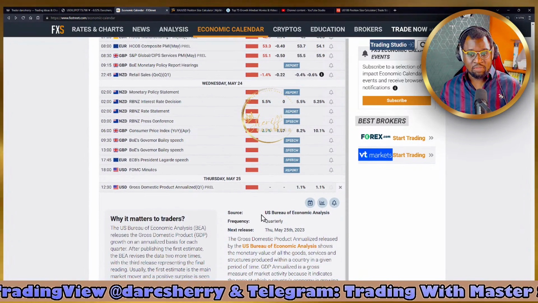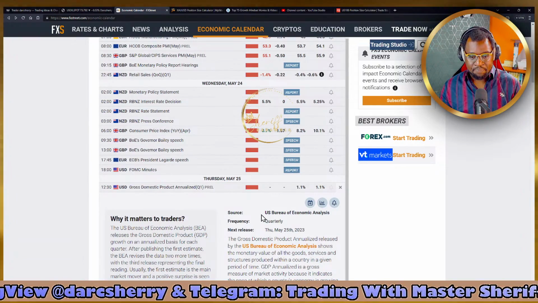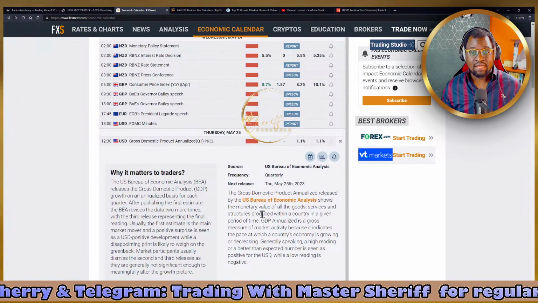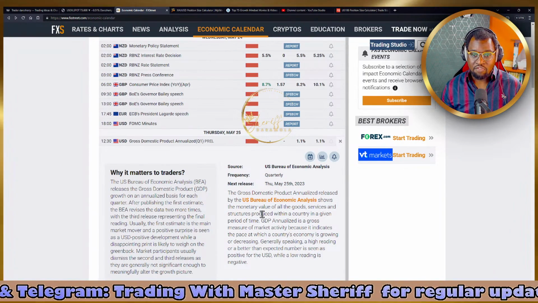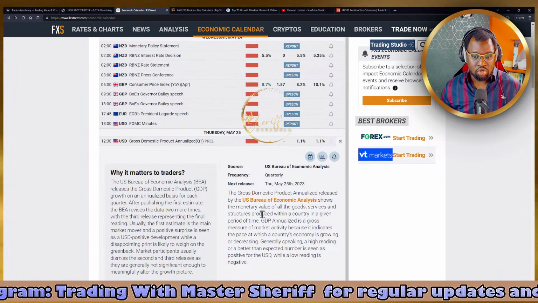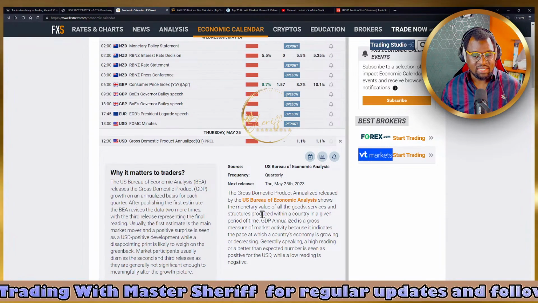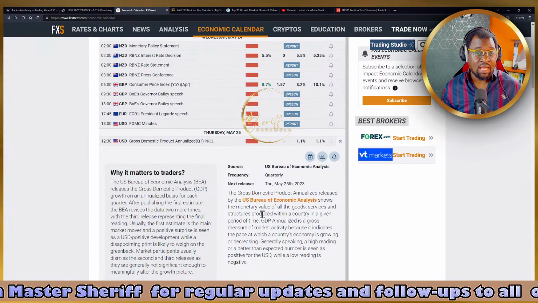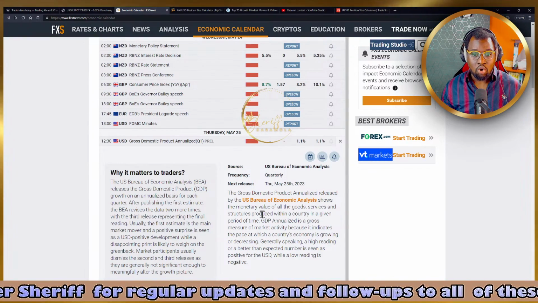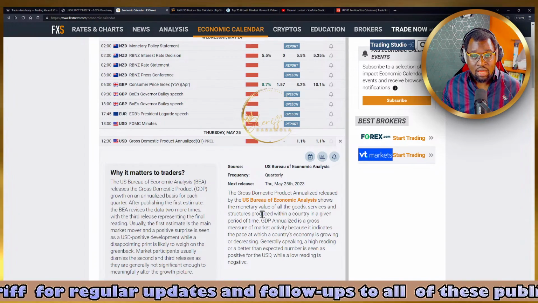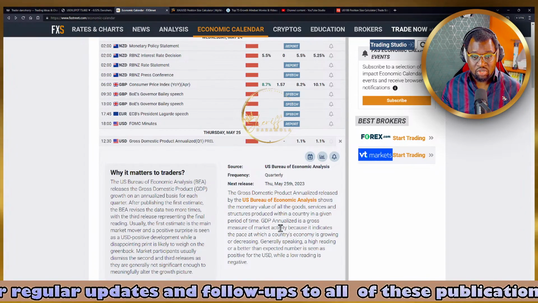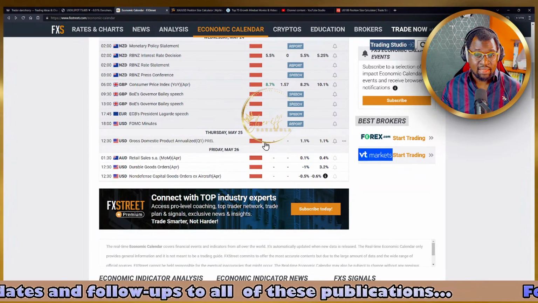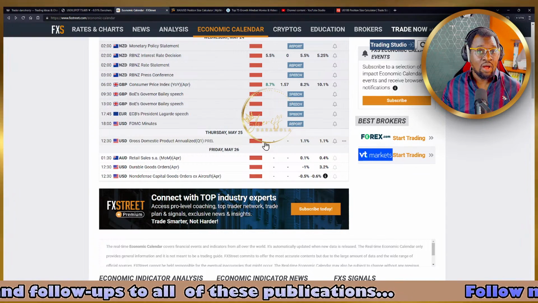The GDP annualized is always released by the US Bureau of Economic Analysis, and it gives us an insight into the monetary value of all goods, services, and structures produced within the US economy. So it's a very good indicator of the pace at which the economy is either growing or decreasing. This is one high impact event that the majority will be looking forward to, and this is coming up in about 3 to 4 hours from now.